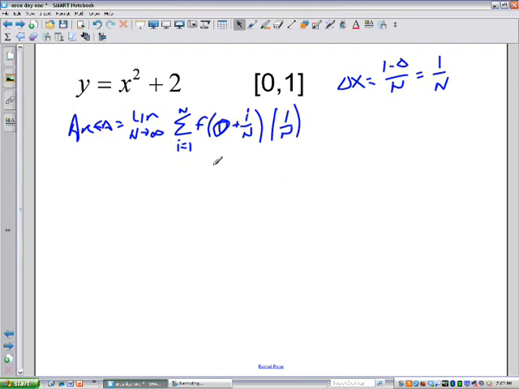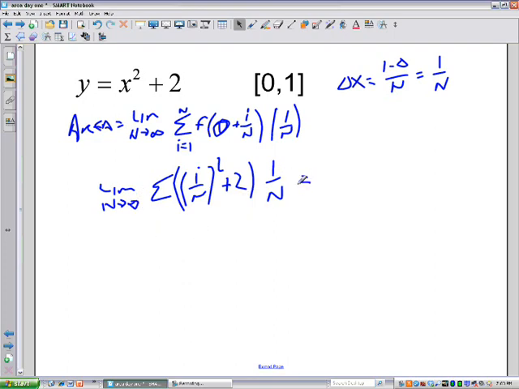So we plug i over n into this. There's a lot of writing. It's the sum of f, so it's (i over n) squared plus 2, and that whole thing is multiplied by 1 over n. And we're still taking the limit as n approaches infinity. I get a little sloppy with writing that down, but you get the idea.